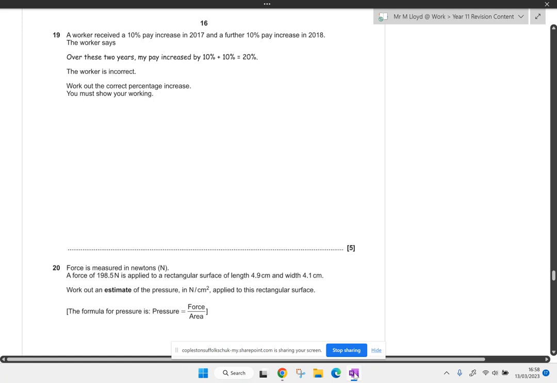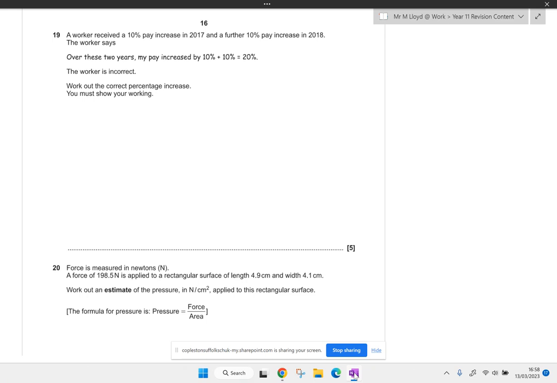Hello, here we go. So we are on to question 19. We're going to get this paper done now, about 6 to go. A worker received a 10% pay increase in 2017 and a further 10% pay increase in 2018. The worker says, over these 2 years, my pay's increased by 20%. The worker's incorrect, and I'll show you why.